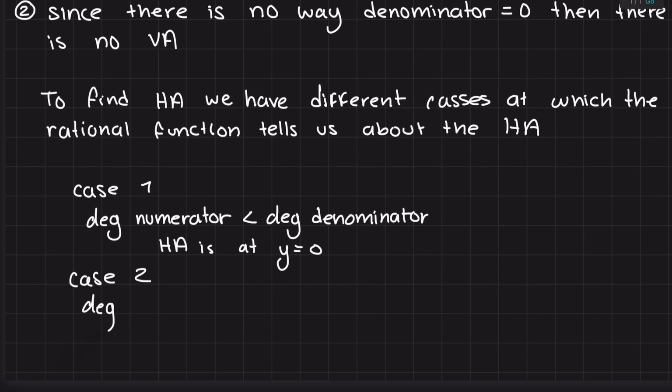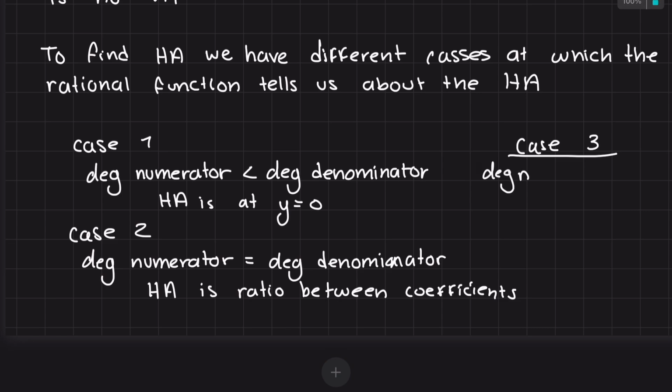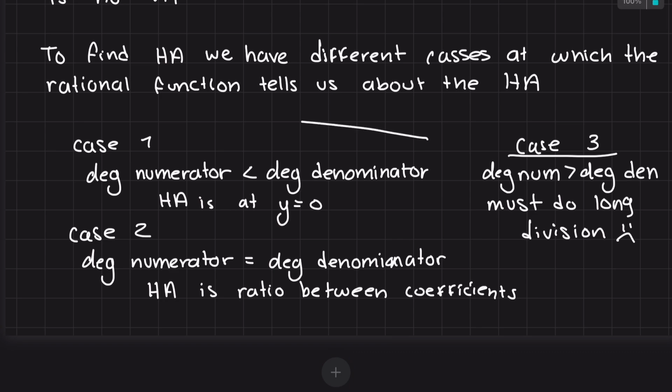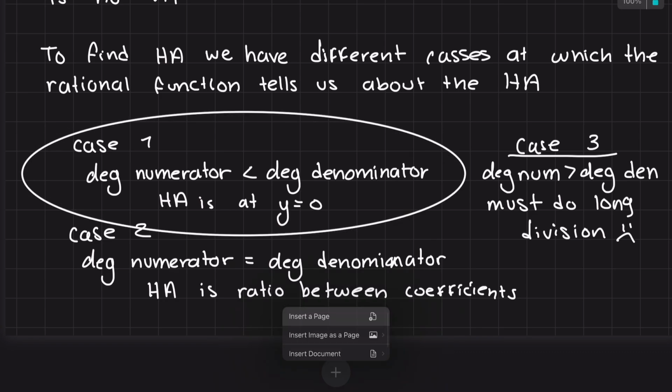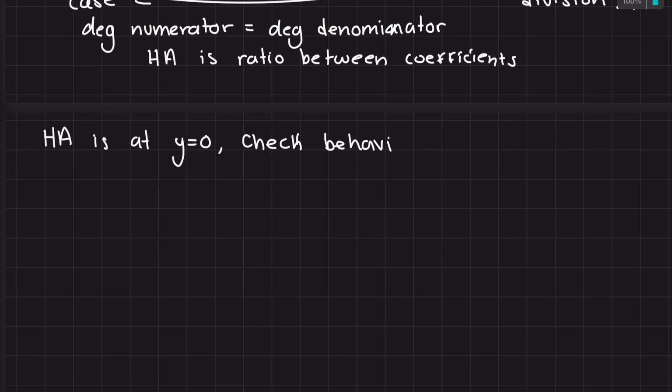So case 2 is when the degree of the numerator is equal to the degree of the denominator, and when that happens, your horizontal asymptote is a ratio between the coefficients. And lastly, we have case 3, which is when the degree of the numerator is greater than the degree of the denominator, and then we must do long division. So luckily we're in case 1, the easiest case. So that means that our horizontal asymptote is at y equals 0.